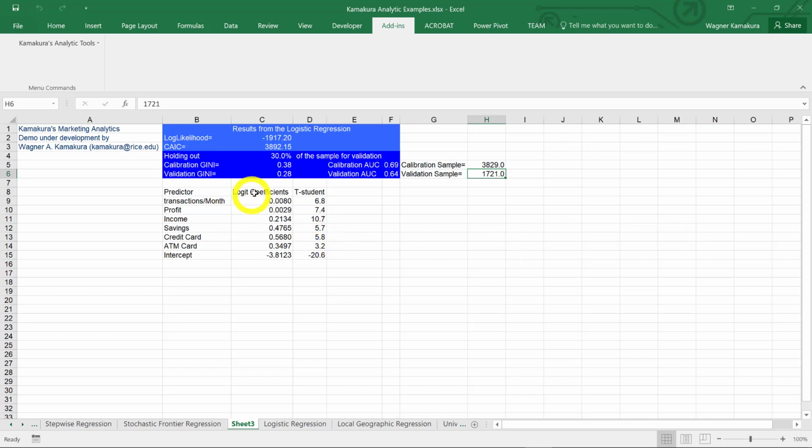And here are the logistic regression coefficients and the t-value for each one of them. And that's pretty much how you run a logistic regression using my analytic tools for Excel.